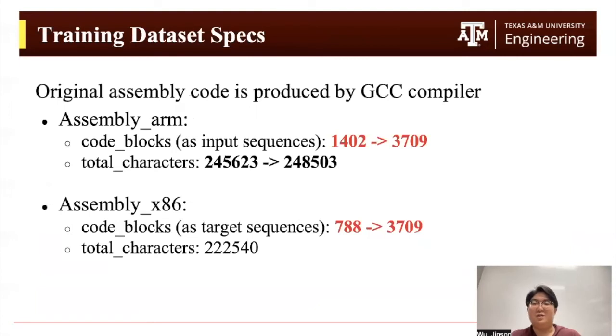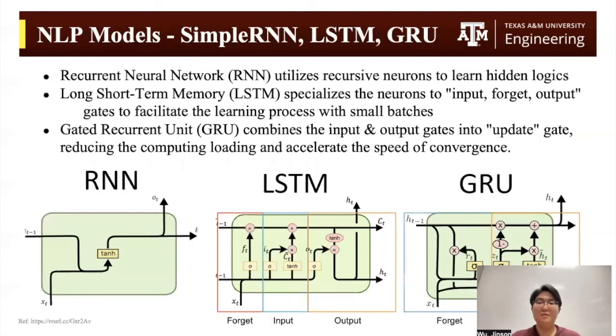This slide shows the specs of our final dataset. The initial code blocks of each architecture are increased due to the shuffling reorganization. Code block numbers increased from 1402 and 788 to 3709. And there are 2,500 more characters in ARM. Okay, then let's keep going to the details of the NLP models.